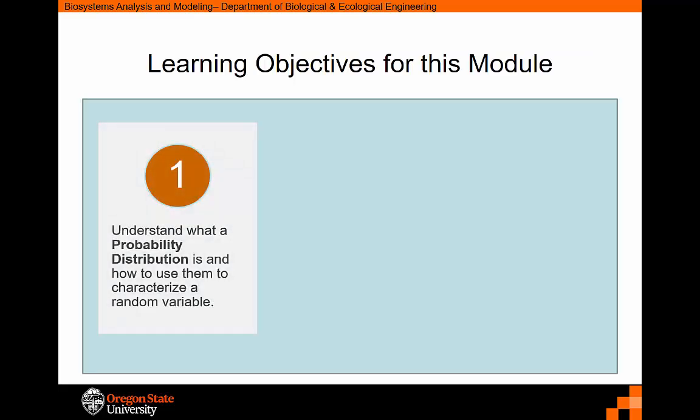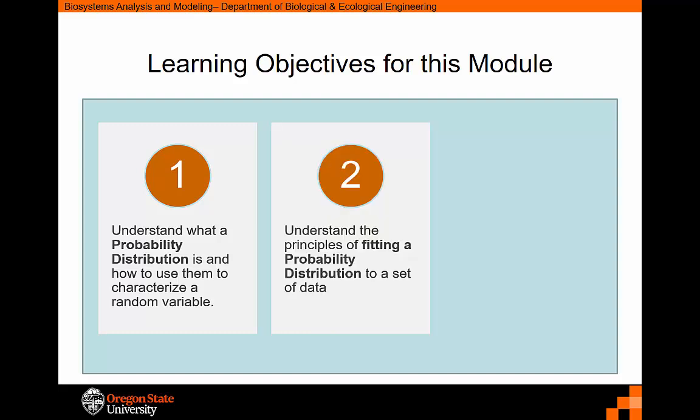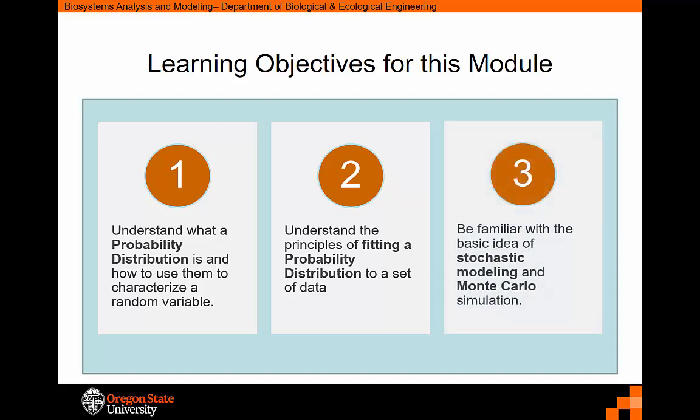Upon completing this module, you will be able to first understand what a probability distribution is and how to use them to characterize a random variable. Second, you'll understand the principles of fitting a probability distribution to a set of data. And finally, you'll be familiar with the basic idea of using probability distributions in stochastic modeling in Monte Carlo simulations.